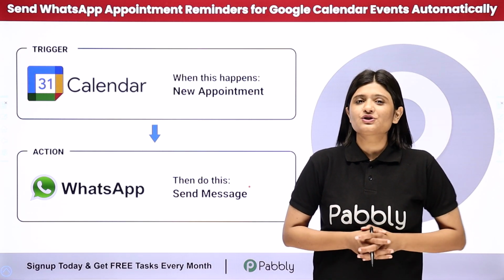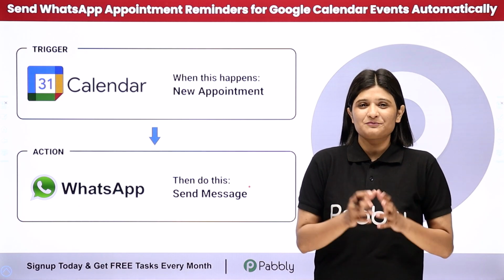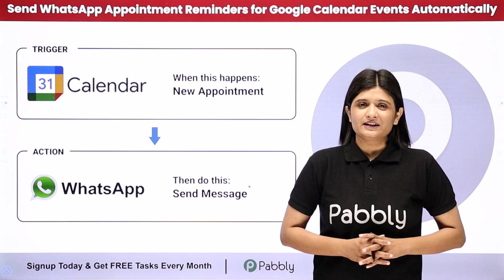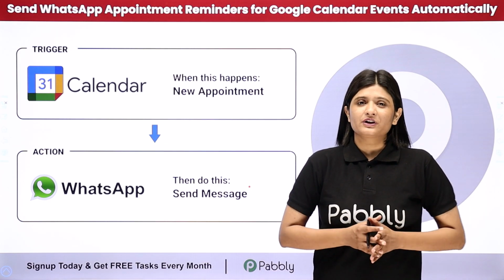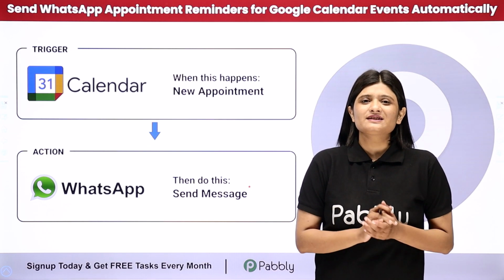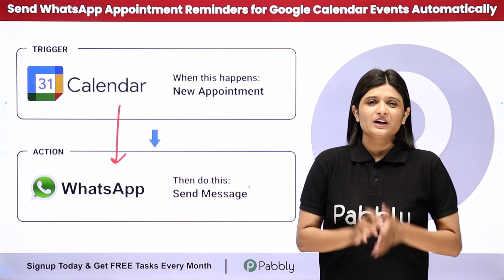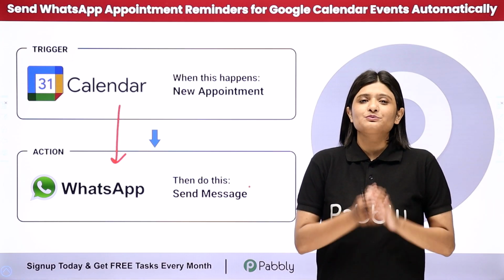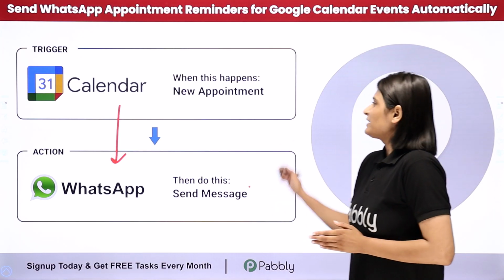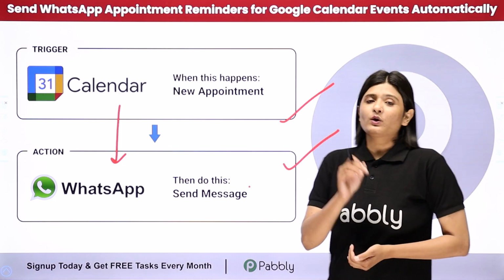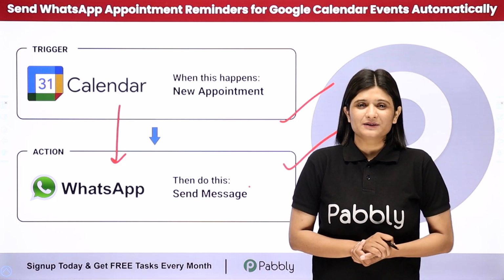And to do this automation, I'm going to use Pabbly Connect. So Pabbly Connect is an amazing automation and integration software which requires no coding or programming skills. Here I just need to build a connection between Google Calendar and WhatsApp Cloud API. With the help of Pabbly Connect, I am going to build this connection in such a manner that whenever there will be a new appointment, automatically I am going to send the WhatsApp reminder with the help of WhatsApp Cloud API.